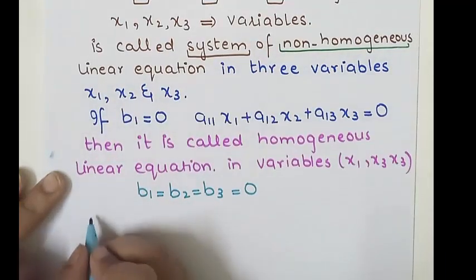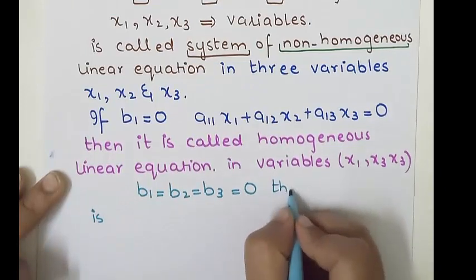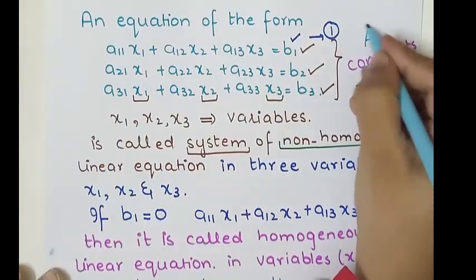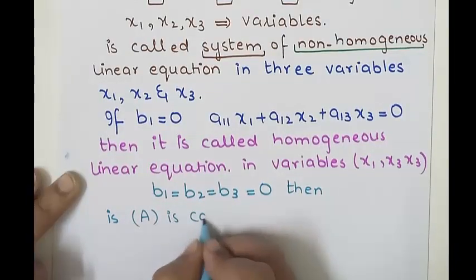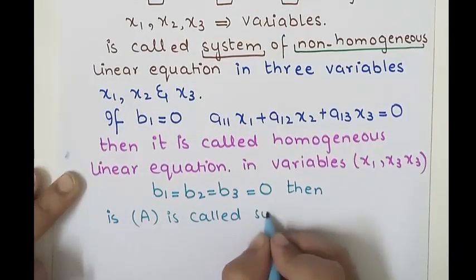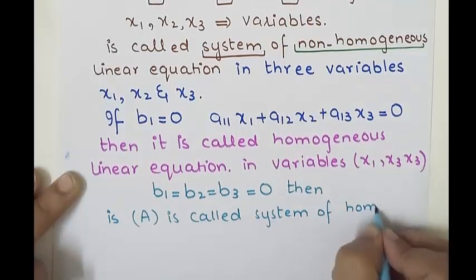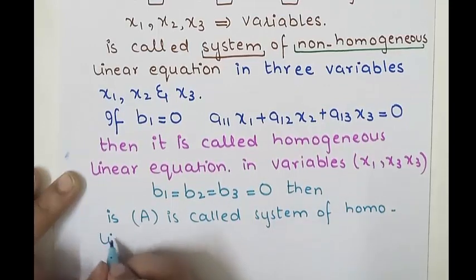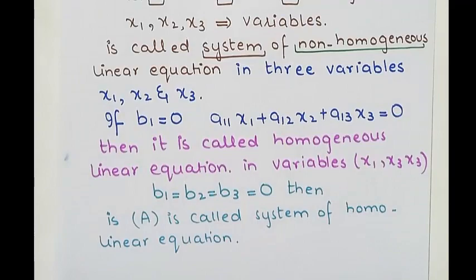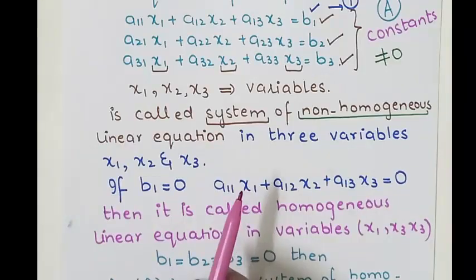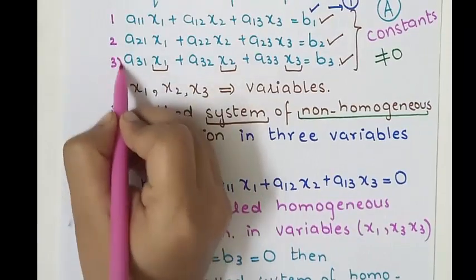In a similar way, if all of them are equal to 0, then this whole equation A is called system of homogeneous linear equation. One thing more, if we have three equations, this is 1, 2 and 3.